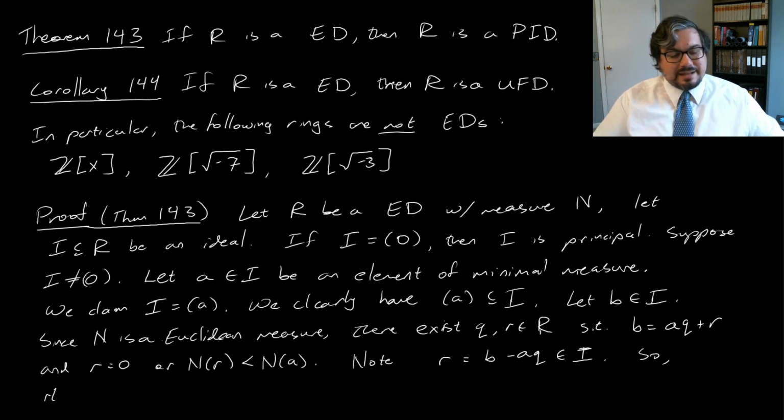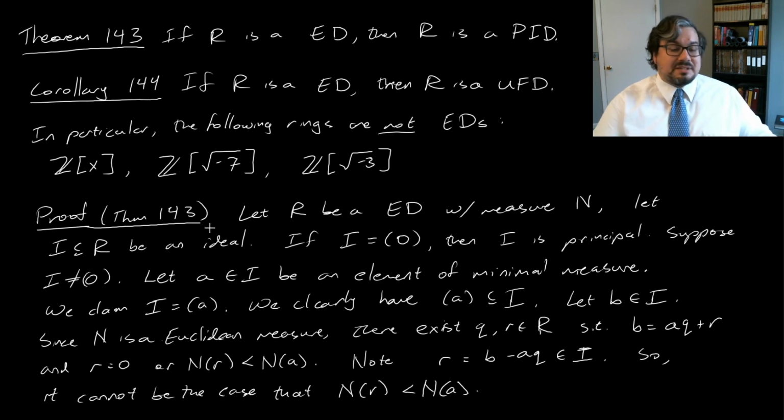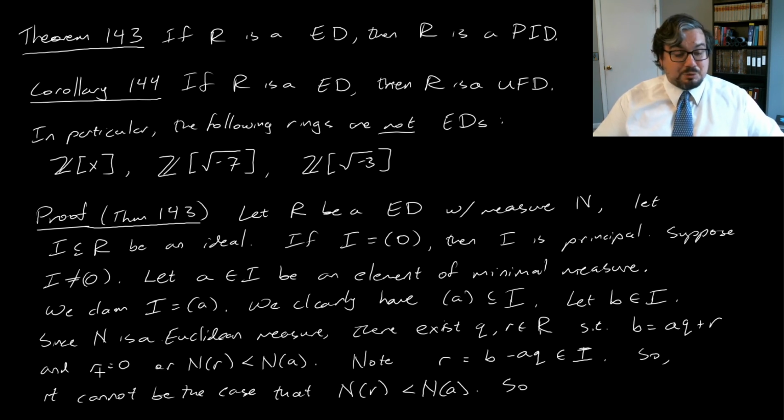So, it cannot be the case that the measure of R is less than the measure of A. That's because we specifically chose A to be an element of minimal measure inside the ideal I. So anything else inside I cannot have a smaller measure. So that's not the only option. The other option that we had is that R is equal to 0. So B is equal to AQ.